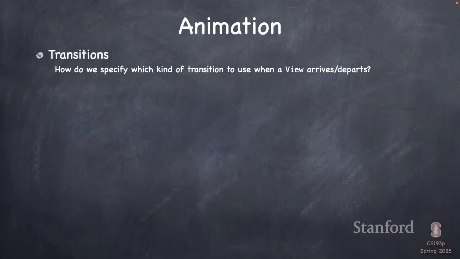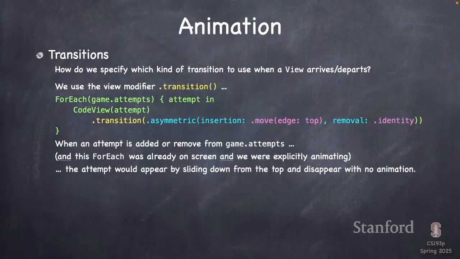So how do we specify which of those things we want for a given view when it comes and goes? Well, we use .transition. .transition is a view modifier. It declares which of those transitions you want to use when this view disappears or when it appears, or both. And you can use asymmetric transition to have those two things be different. So here's a good example from our game. Here's a simplified version of our attempts. We've got a ForEach over our game attempts, and we make a code view for each of our attempts.